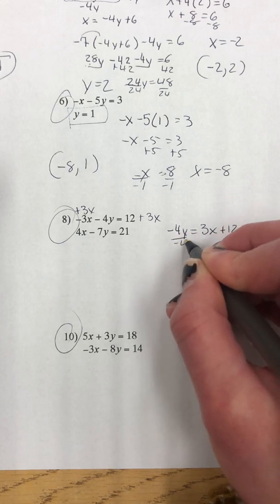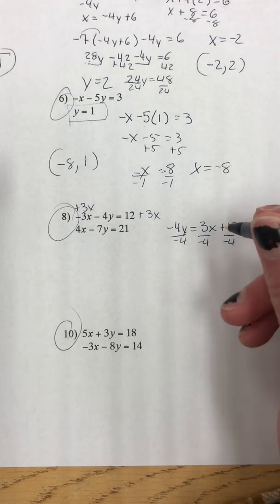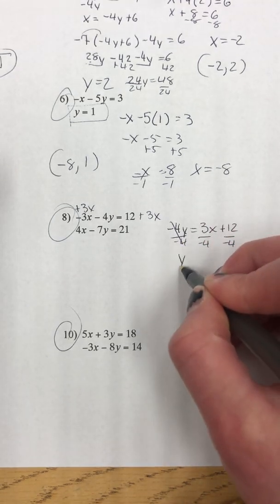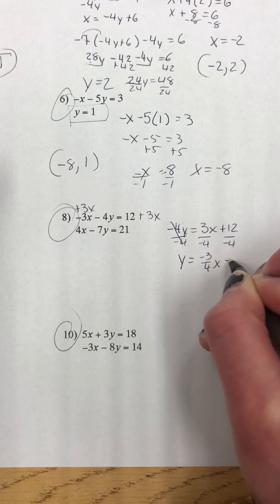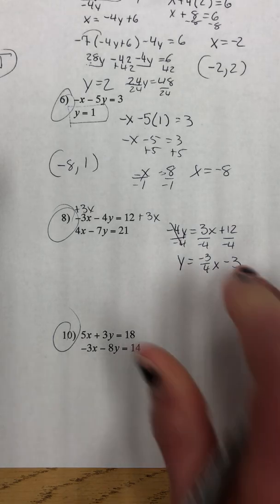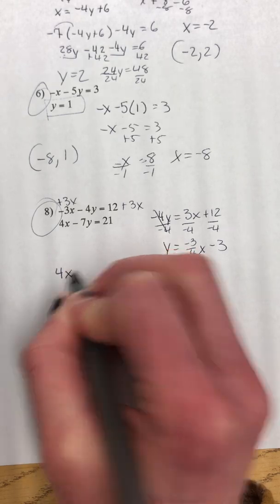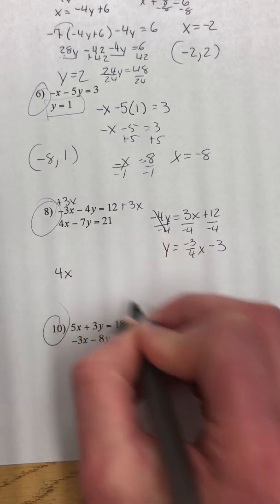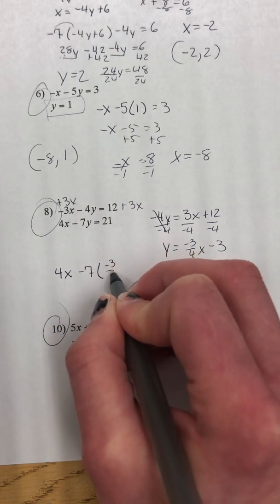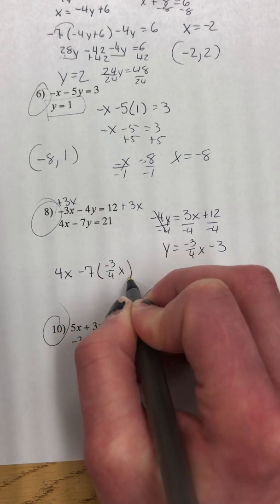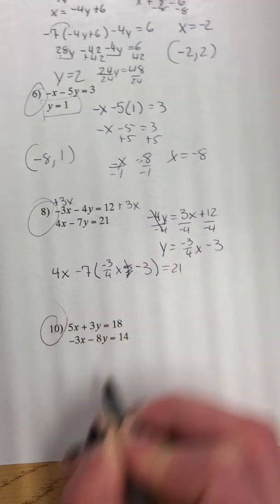We're going to divide by negative 4. Remember, when you divide, you divide everything. Those are going to cancel out, give me y equals negative 3/4 x minus 3. Now we know what y is. We're going to plug that into our equation. Oh, this is going to be pretty. 4x minus 7 times negative 3/4 x minus 3 equals 21.